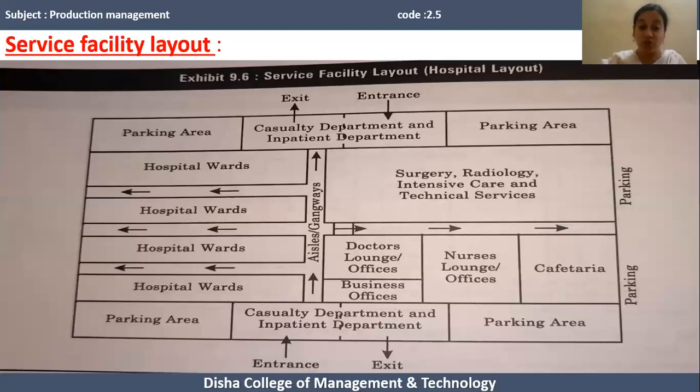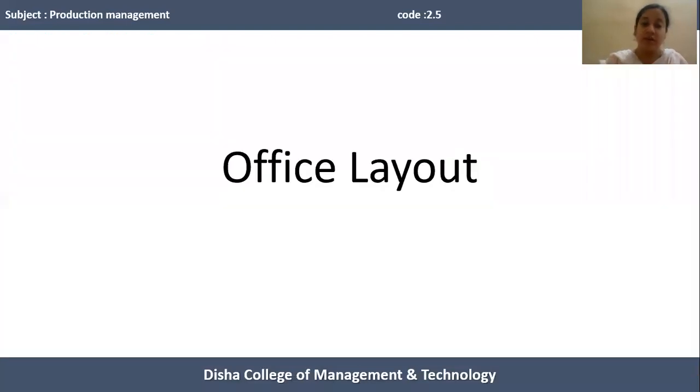And at the last also, there is a parking area, and in between there is a casualty department. At the end of the casualty department, there is an exit gate and an entrance gate, so that the patient can easily access the required section and department, and they can get various required services in a most effective way, and they are satisfied with the layout of the hospital. So this is all about service facility layout.